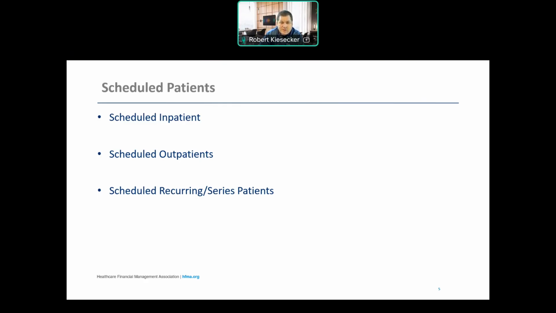And then scheduled recurring and series patients. The thing that comes to mind with this is dialysis patients. Somebody that's going to be coming in and having something done over a longer period of time, that we're going to be able to schedule for several weeks, maybe even several months, related to their services.